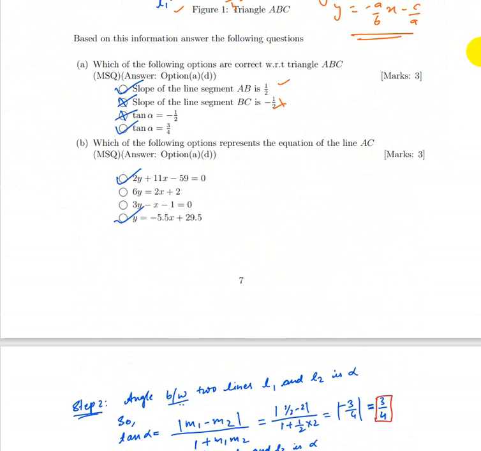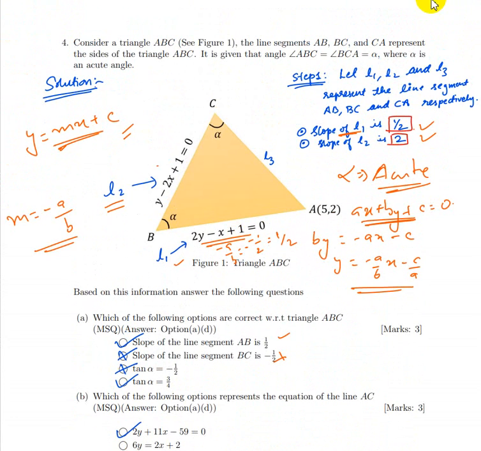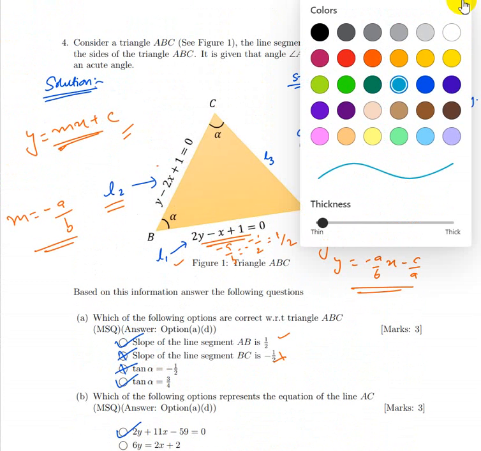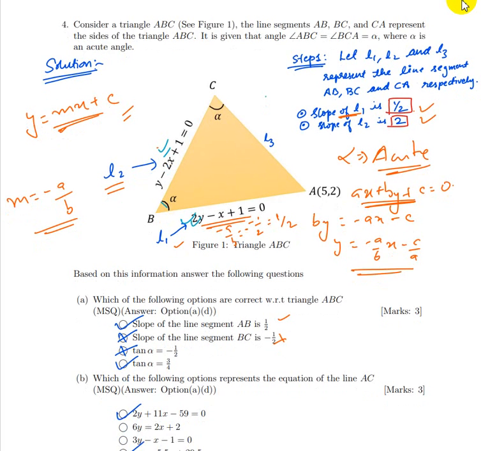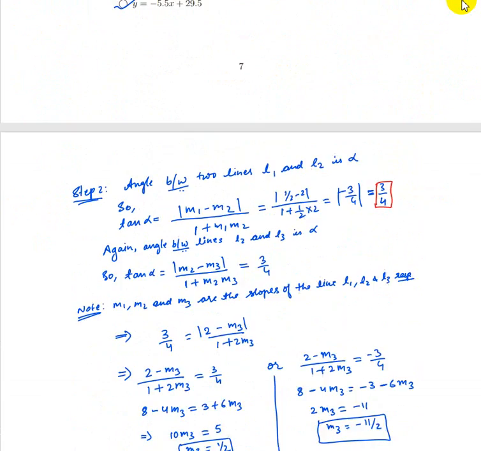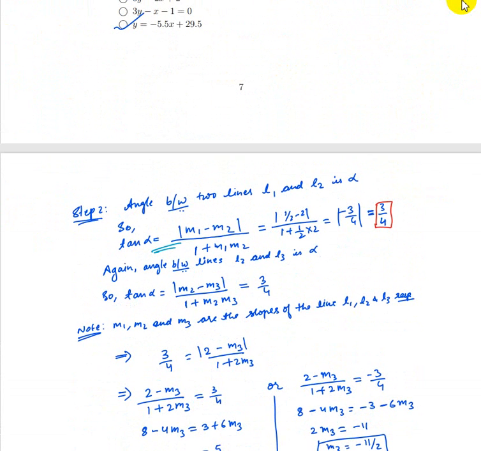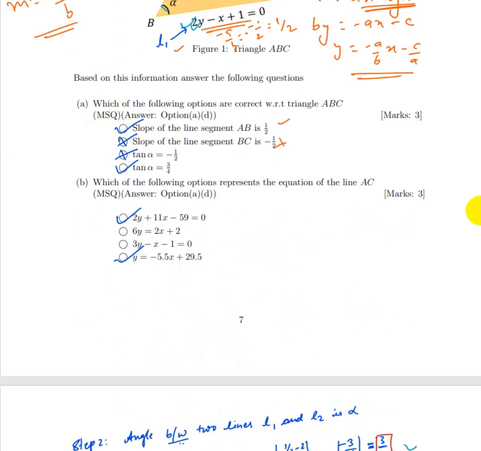Okay, so if we know the slopes of these two lines, this line and this line, then we can find the angle of intersection, for which we have an easy formula which is written here. So tan alpha is mod of m1 minus m2 upon 1 plus m1 into m2. So we'll just put the values and we'll get tan alpha as 3 by 4. Okay, so here the option is wrong, that tan alpha is minus 1.2, and the fourth option is correct because tan alpha is 3 by 4.